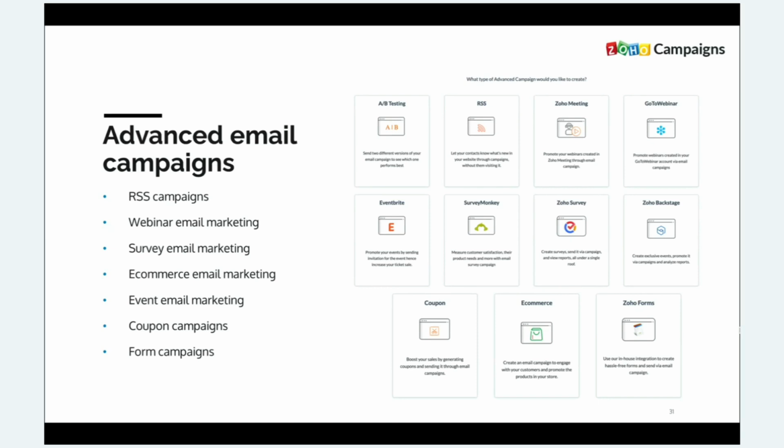And you can also use coupon campaigns in Zoho Campaigns. So these coupon tags will help you to render a unique coupon to your recipients' inbox. So that's about coupon campaigns. And we also have form campaigns, which allow you to share forms with your contacts. These are the different types of advanced email campaigns that you can try and send out from Zoho Campaigns.